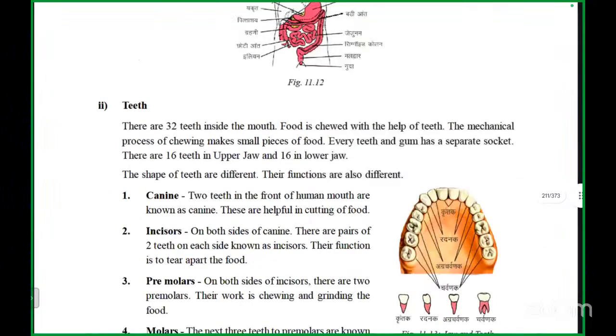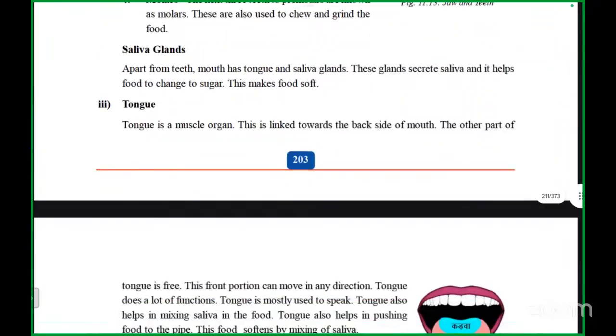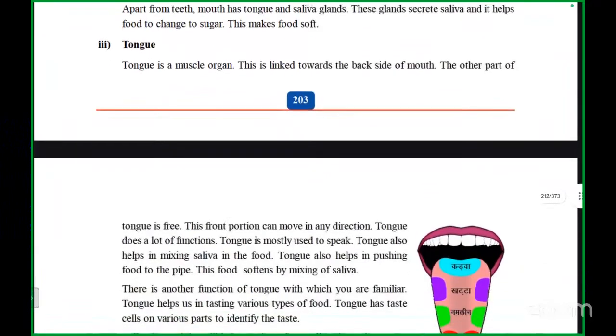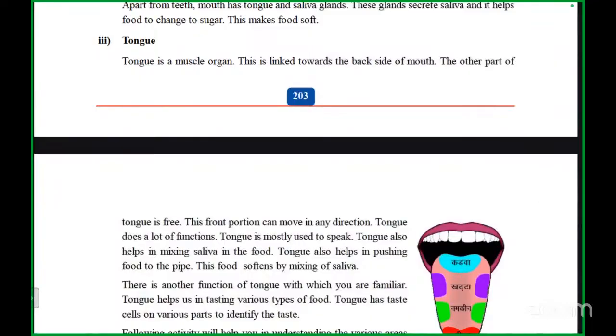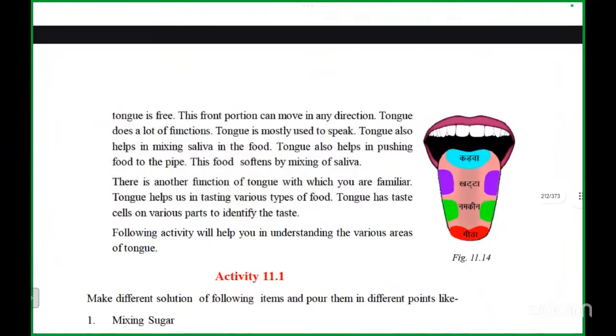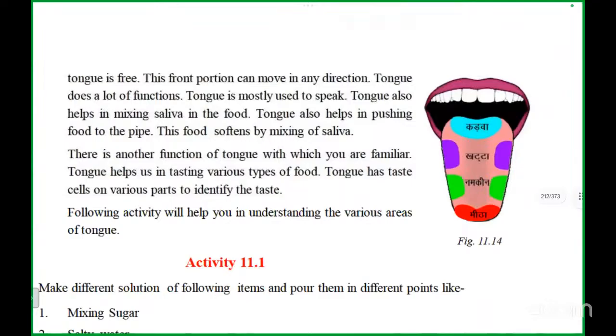Okay, intake: we have teeth, we have saliva glands, we have the tongue. It is a muscular organ, linked towards the backside of the mouth. The other part of the tongue is free, and this front portion can move in any direction. It is also used to speak. The tongue also helps in mixing saliva in the food, and helps in pushing the food to the food pipe. The food softens by mixing with saliva. Also, the tongue is responsible for the taste of food.